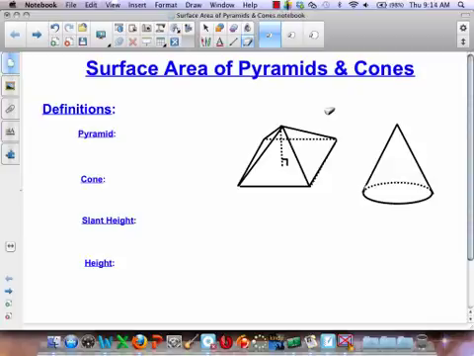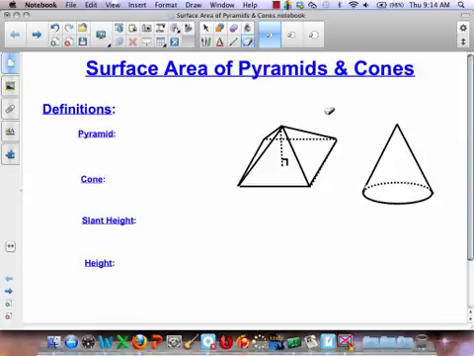The lateral, or sorry, the surface area for pyramids and cones is slightly different than prisms and cylinders, but not by much. It looks somewhat different. The main thing you should notice is, how many bases does the pyramid have? One. Just one. And you see why we say that a pyramid and a cone are related? Because they basically come to a single vertex.